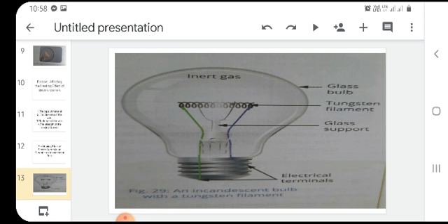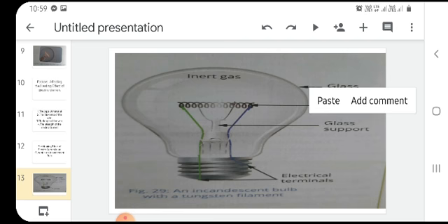So dear students, this is the topic about electric current and its effect that we have learned today. In the next part, part 3, we will learn about the applications of the heating effect of electric current. What are the applications that we use to heat up any material?